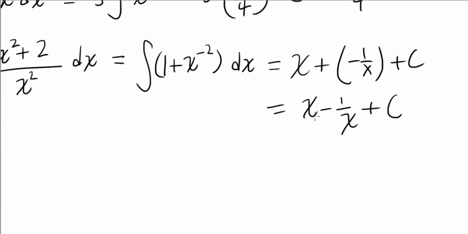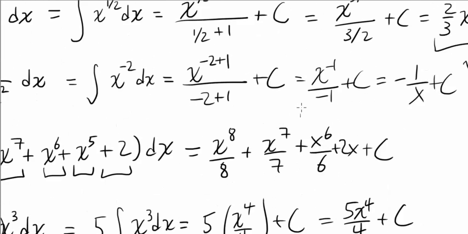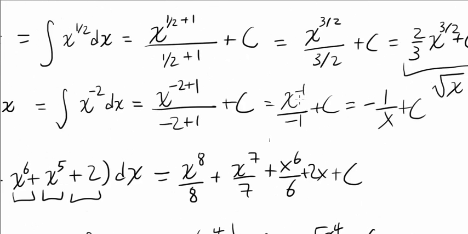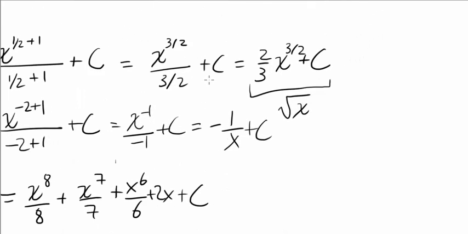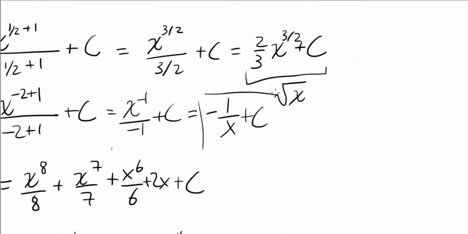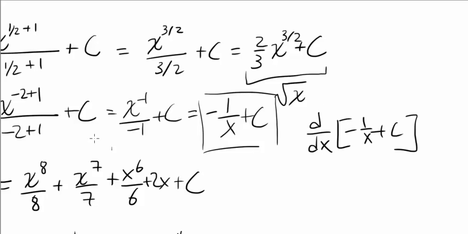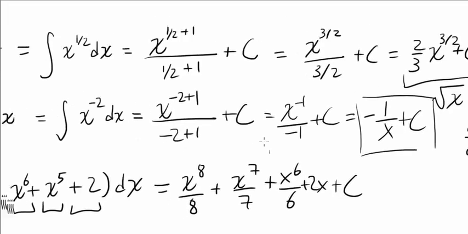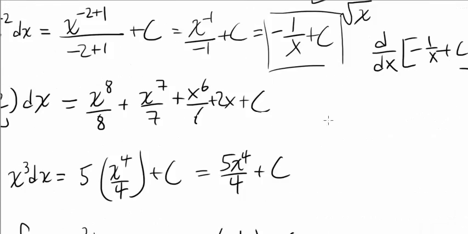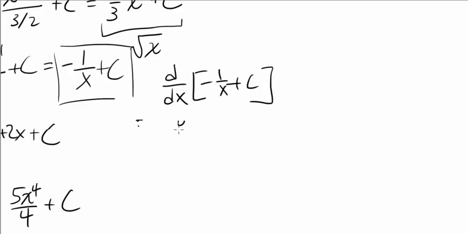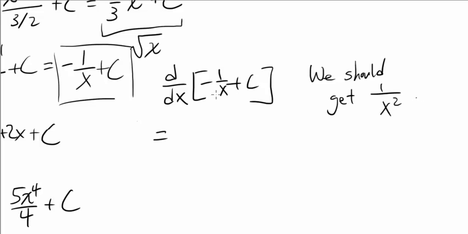Actually, let's try differentiating one of these results and verify we actually get the original thing. Let's look at -1 over x plus c. So we know if we differentiate -1 over x plus c, if everything's good, we should get x to the -2 power, or 1 over x squared. Let's see if we do.